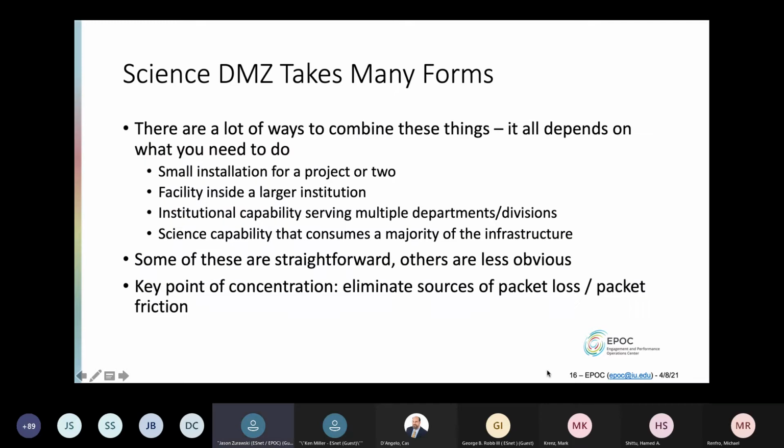All right, so let's show a couple of pictures here. Science DMZ can take on many different forms. It all depends on what you're trying to do here. I'm going to show a couple of these. There's a lot more on the website. For brevity, I won't go into all the details here. But the key point of concentration is to make sure that we are eliminating sources of packet loss.